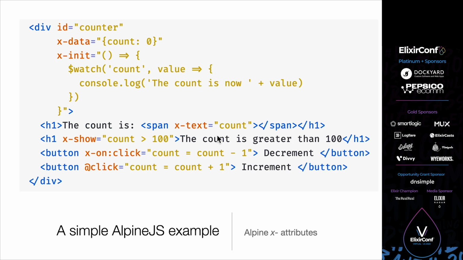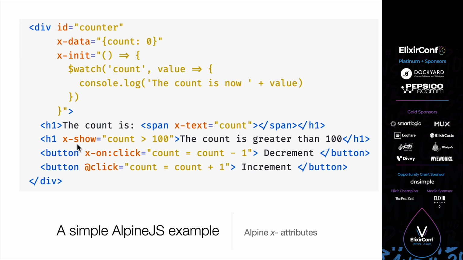Here we are using the x-text directive. This will replace the inner text of this span element with the result of a JavaScript expression. In this case, the JavaScript expression is just the count data property.